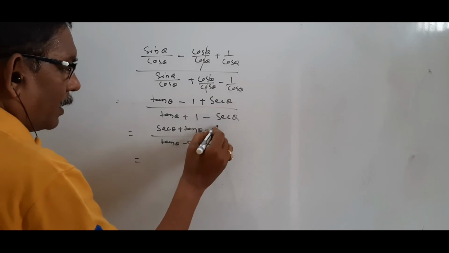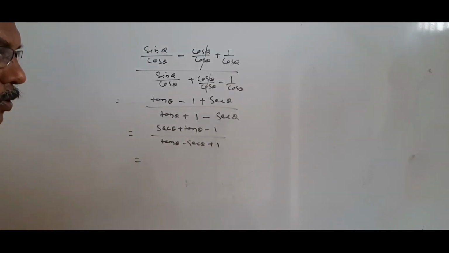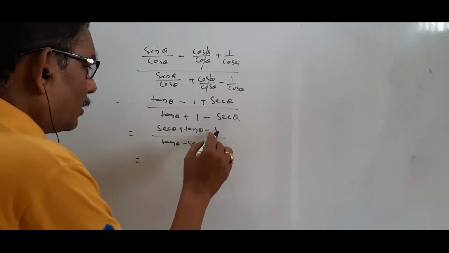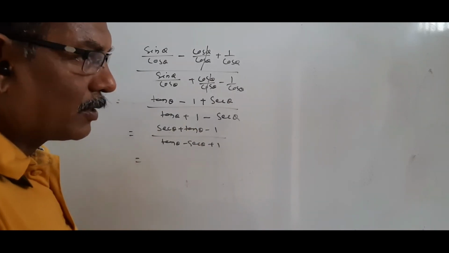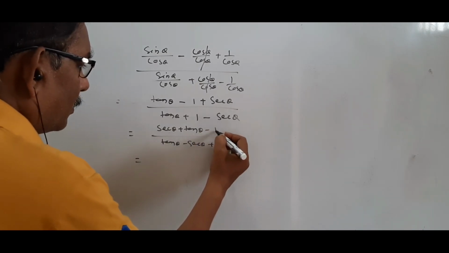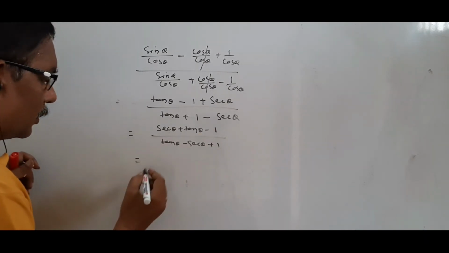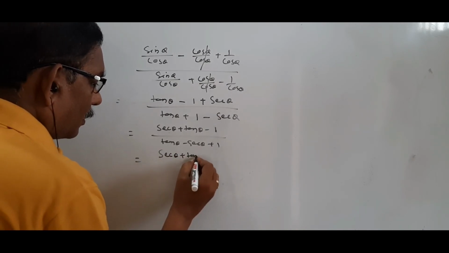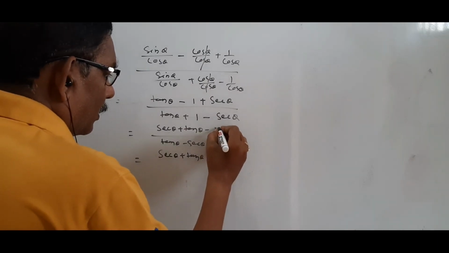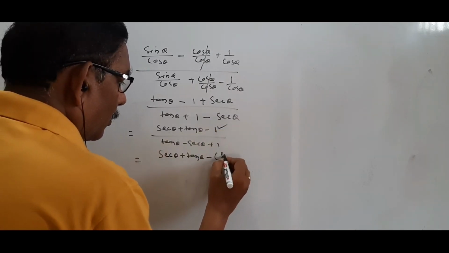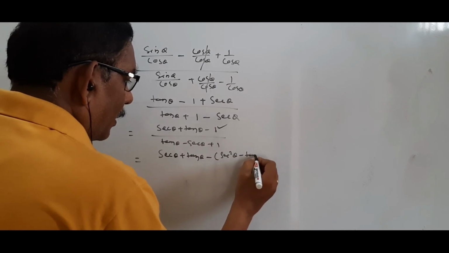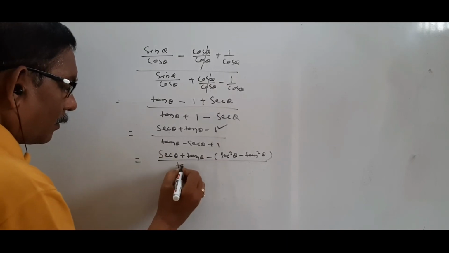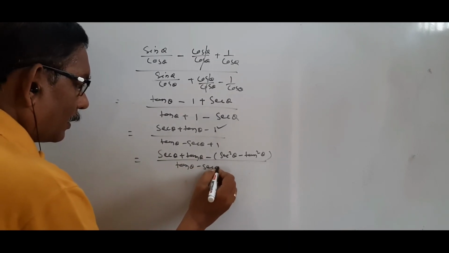Now, in place of 1, we put, you know that sec square minus tan square is equal to 1. So put that value in place of 1. So sec theta plus tan theta, here put sec square theta minus tan square theta. Don't disturb the denominator part: tan theta minus sec theta plus 1.